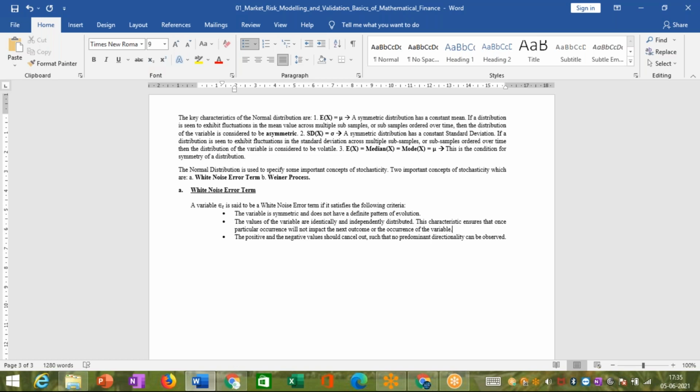The next thing is that the variables are identically independently distributed. This means that the occurrence of one outcome will have no impact on the other. So if you are trying to find the probability of A given B, you get the probability of A times the probability of B, right? Now these two together ensure that there is no correlation between the two error terms. So the occurrence of one is independent of the other, right?